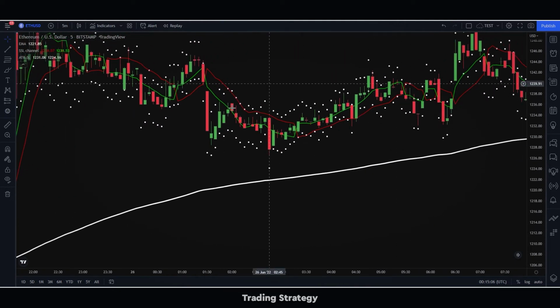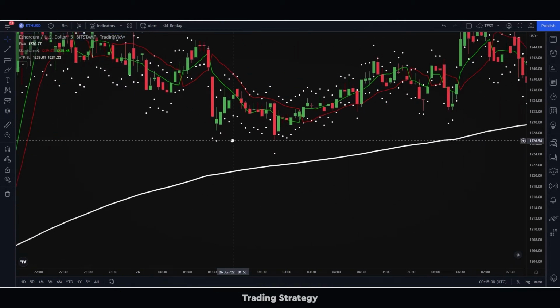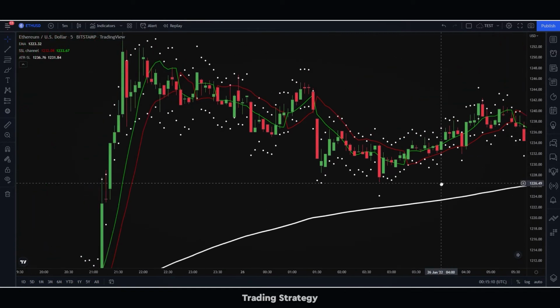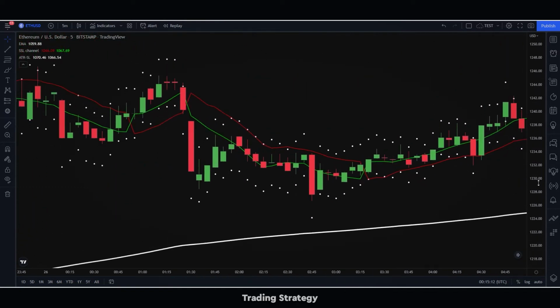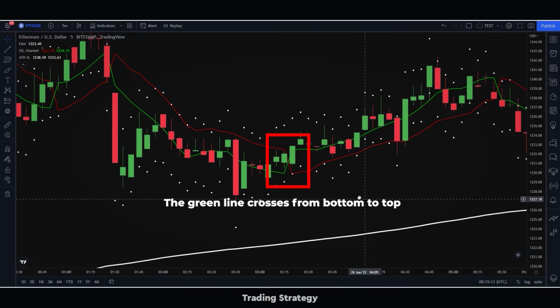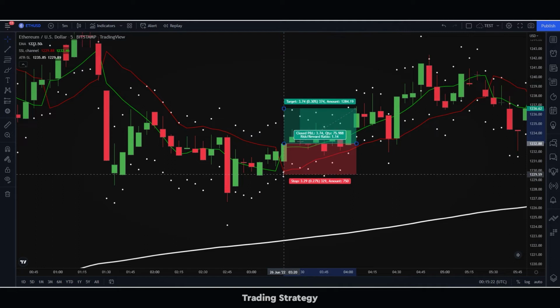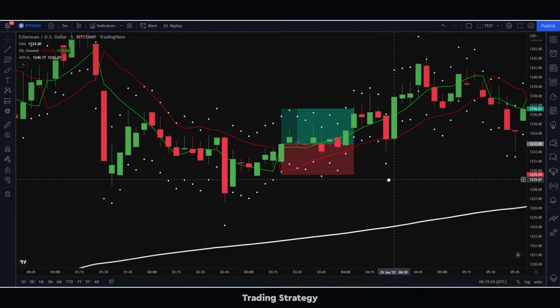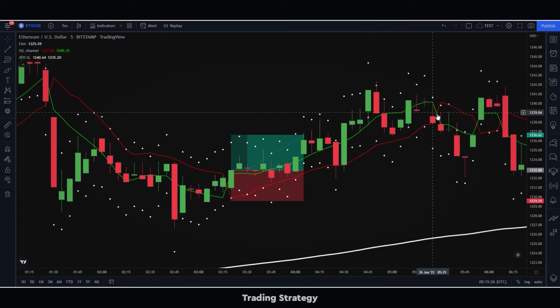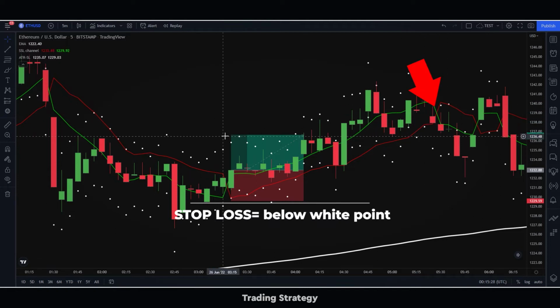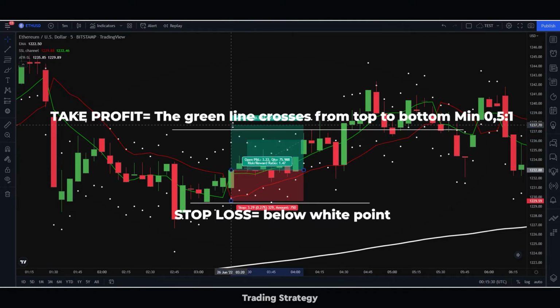To open a buy trade, we will wait for the price to be above the 200-period EMA, and on the SSL, the green line crosses the red line from the bottom up. If this happens, we will carry out the buy operation. We will put our stop loss below the white point of the candle in which we bought, and we will close the operation when in the SSL the red line crosses the green one from the bottom up, as long as we have a minimum risk-benefit ratio of 0.5 to 1.